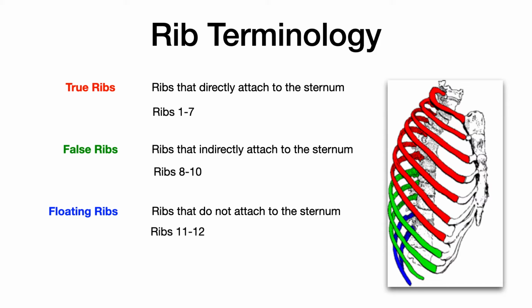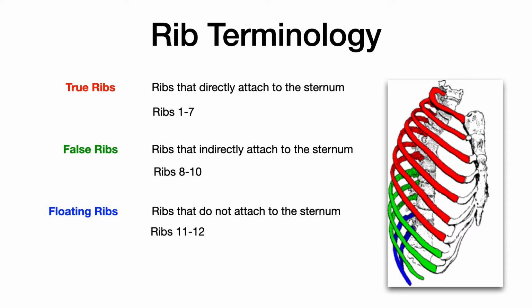You can see that true ribs are ribs 1 through 7. They are shown in red. They have direct attachments to the sternum from their own cartilage. False ribs, shown in green, are ribs 8 through 10. These ribs do have cartilage, but this cartilage actually attaches to the cartilage from rib 7, and indirectly, these ribs are attached to the sternum. Lastly, we have our floating ribs. This is represented in blue. These are ribs that have no attachment to the sternum at all, and that's ribs 11 and 12.